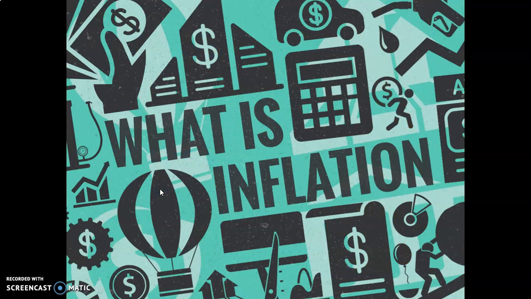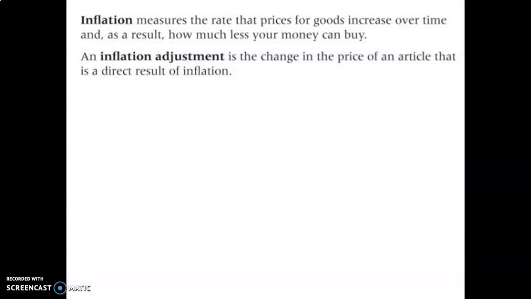Okay, let's begin with inflation. What is inflation? Inflation measures the rate that prices for goods increase over time, and as a result, how much less your money can buy. If prices go up, your money doesn't have the buying power it once did. An inflation adjustment is the change in the price of an article that is a direct result of inflation.